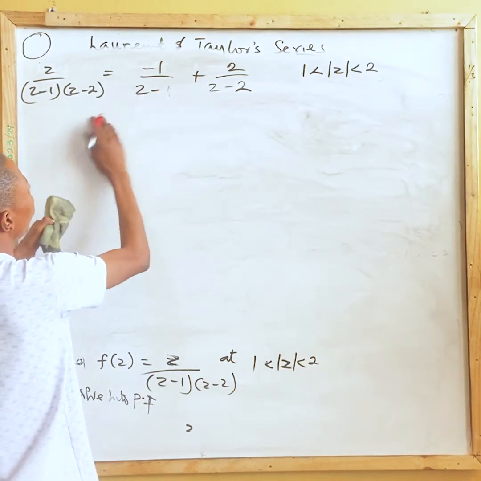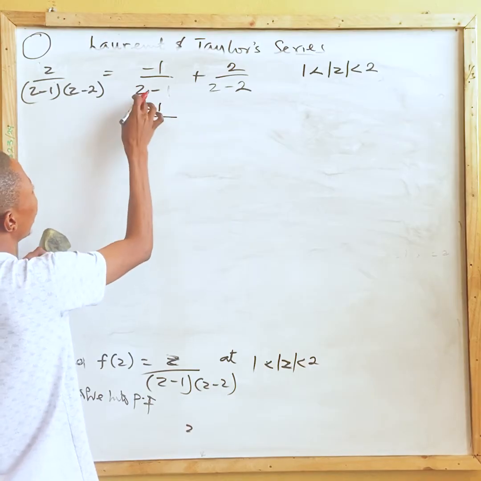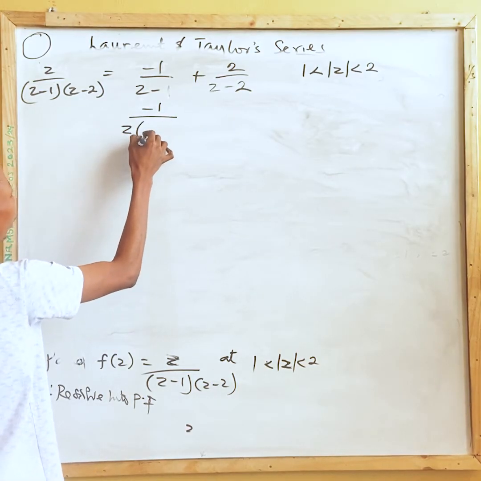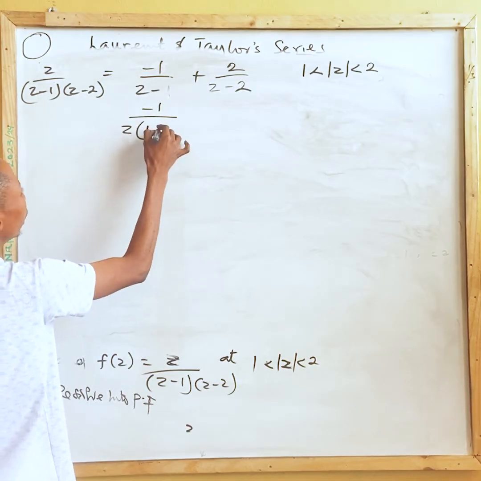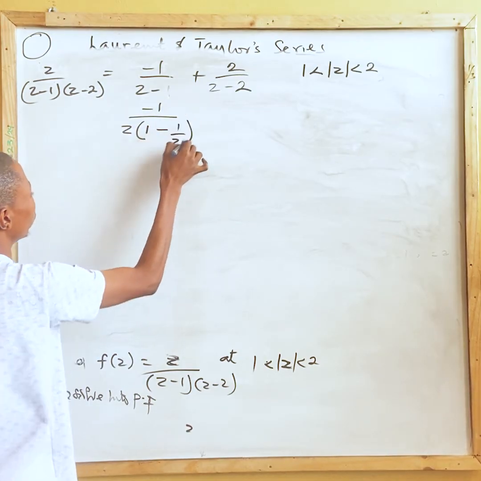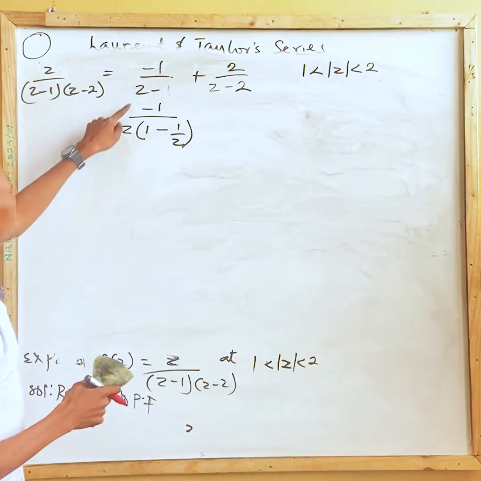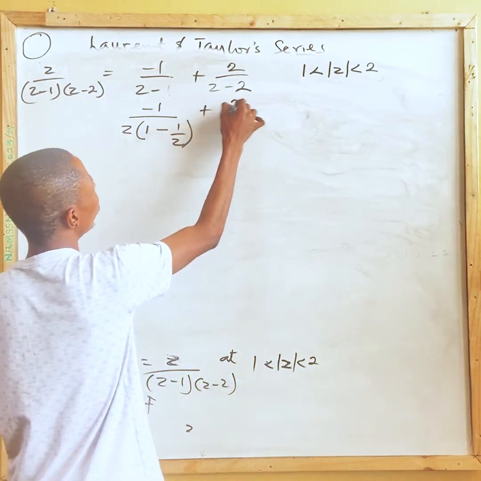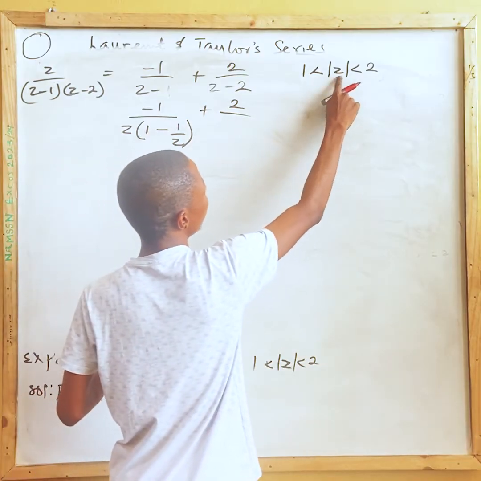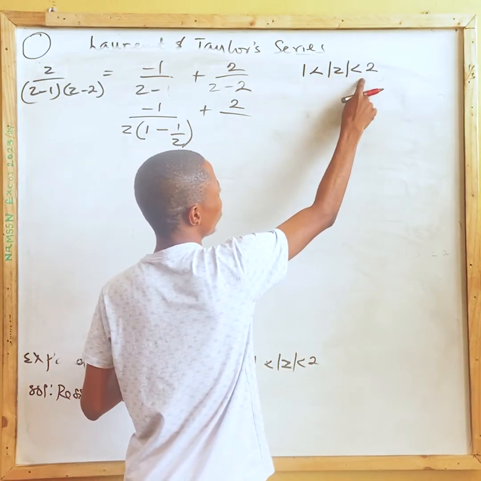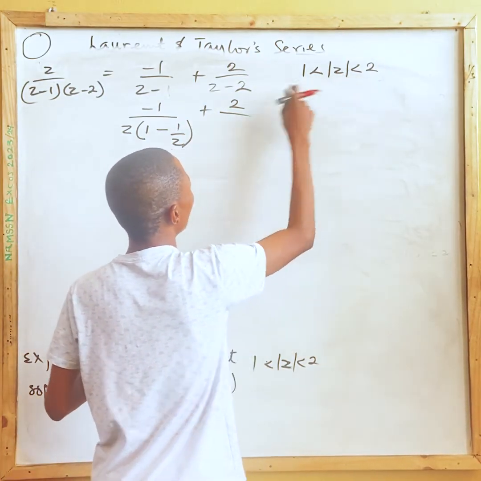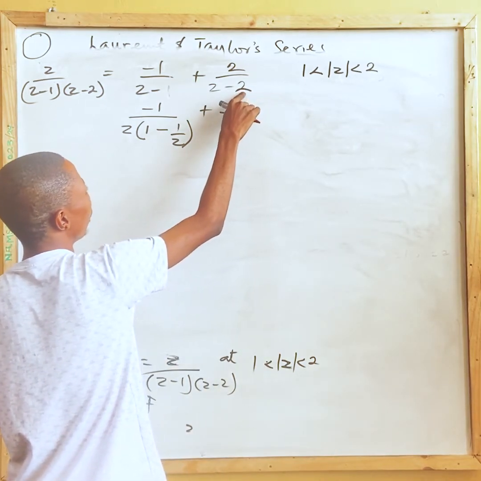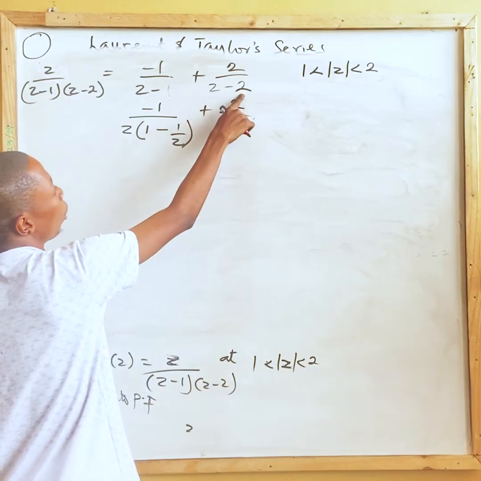So we are going to have minus 1 over z, we take the z out, into bracket, 1 minus 1 over z, because z is bigger here. So we take the bigger one out. Plus 2 over, in the other one, z is less than 2. If z is less than 2, it means 2 is greater than z. From here, the bigger one, 2, is going to be our common factor.